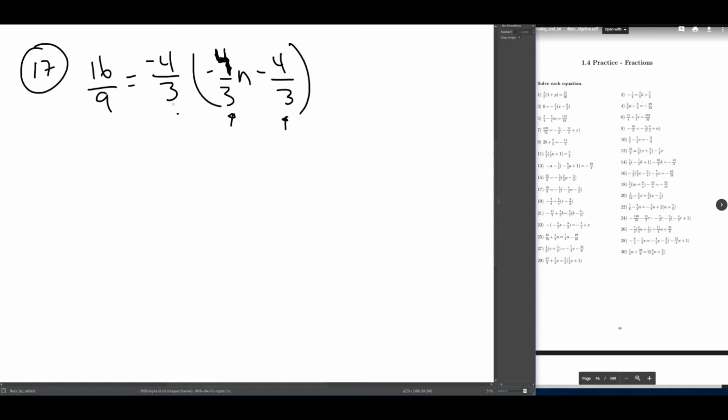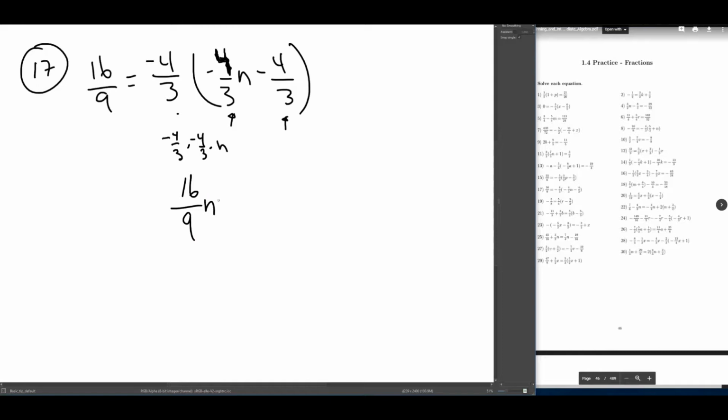So minus 4 over 3 times minus 4 over 3 times n, and notice we have here two negatives. And when you have an even number of negatives in a multiplication, the answer is positive. So can we cross divide? Nope. So it's 4 times 4 equals, excuse me, 16. 3 times 3 equals 9, multiplied by n.